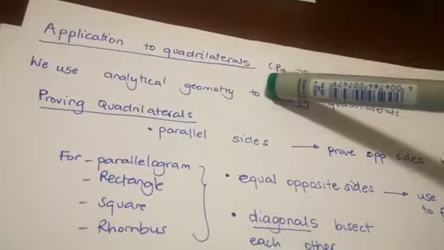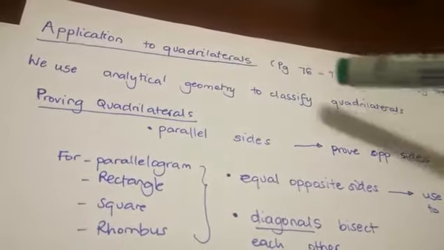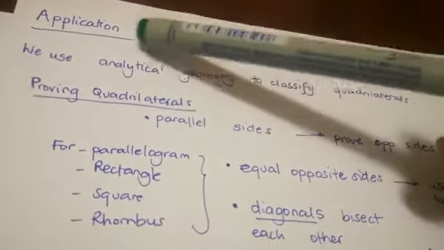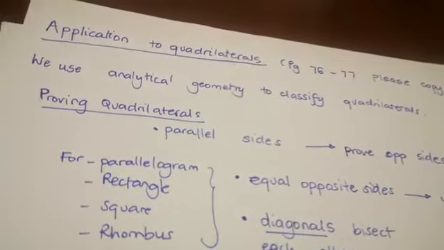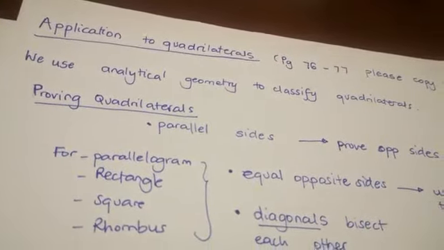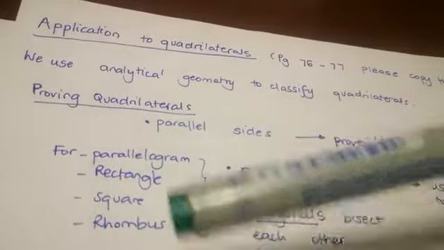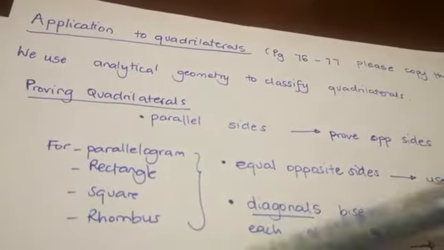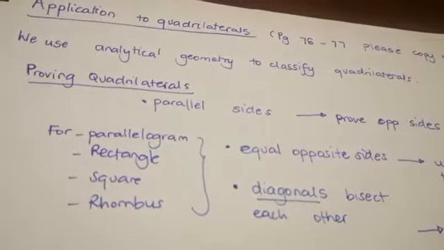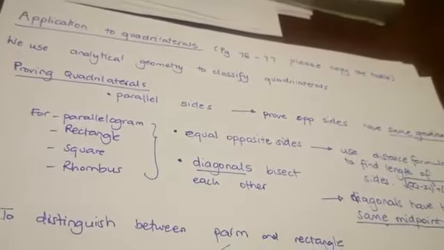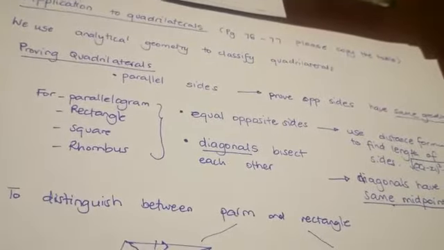So what we are going to be doing here is working with quadrilaterals, which are four-sided shapes. We are going to try to prove that a quadrilateral is maybe a parallelogram, a rectangle, a square, a rhombus, or even a trapezium, or try to show or prove that it is a kite.